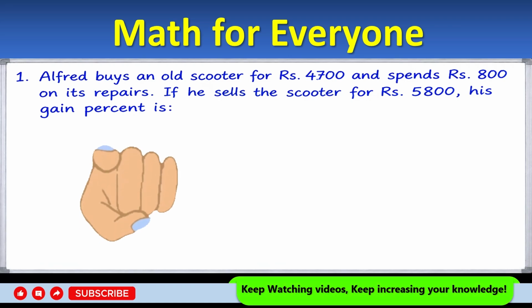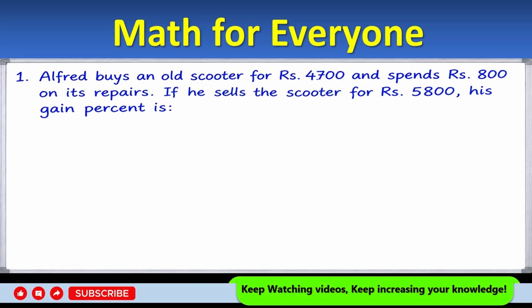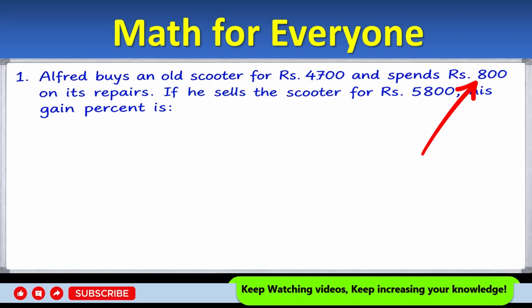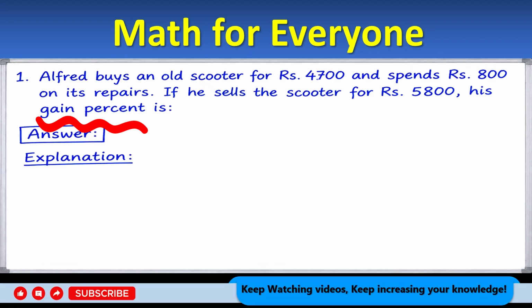Wait. Before you calculate the profit percentage, there's one small detail in this question that you cannot ignore. Alfred buys an old scooter for 4,700 Indian rupees and spends another 800 Indian rupees on repairs. He then sells it for 5,800 Indian rupees. So, what is his gain percentage? Take a second. Think about it.